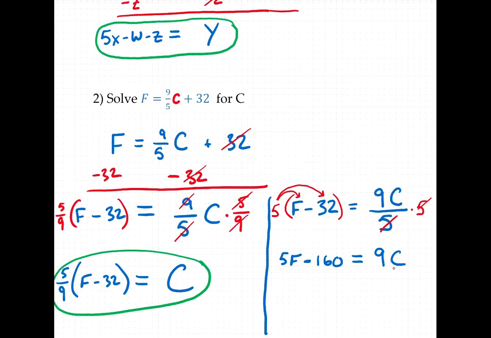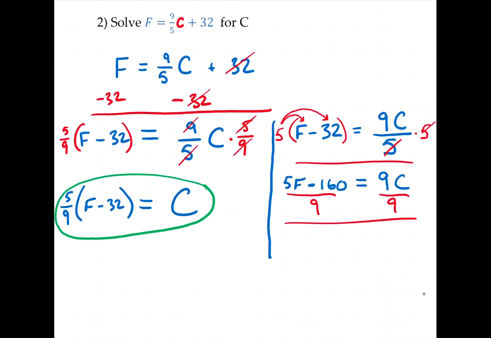Now we have 9c on the right, so to eliminate that multiplication by 9, we will divide by 9. So divide both sides by 9. So on the right, the times 9 and the divide by 9 cancel. And so on the right-hand side, we're left simply with c, which is what we wanted. And on the left, we could simply say 5f minus 160 divided by 9.